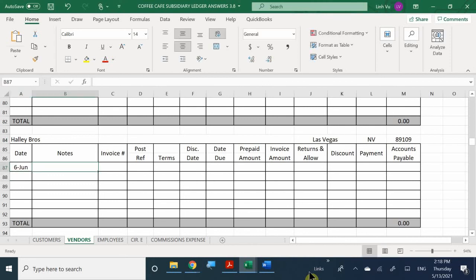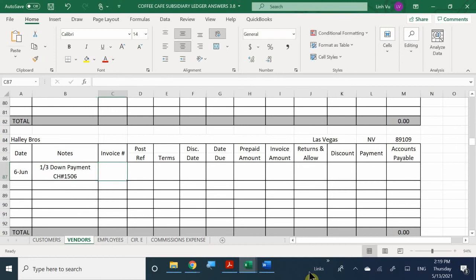And this is where we're going to make the note that we made a 1/3 down payment on this. And we used check number 1506. The invoice, once again, is going to be your purchase order, because your purchase order could technically be your proof of transaction. Where did you get this number from? Well, I got it from my purchase order. How did you pay for it? With my check number 1506. So purchase order number 170303.